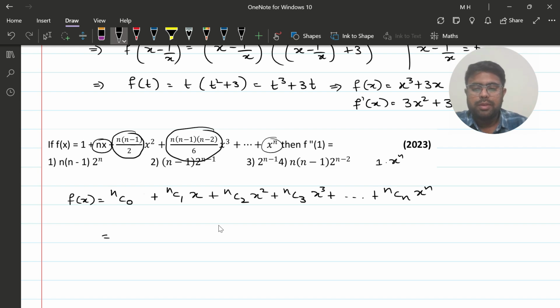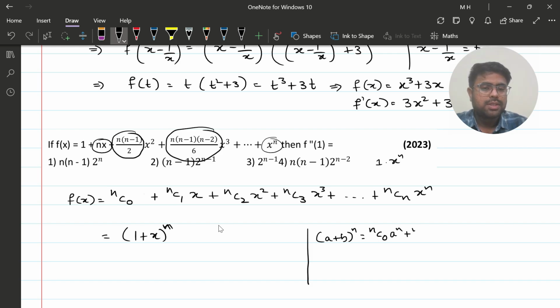So this is going to be, if you remember, the expansion of 1 plus x whole raised to n. What is the expansion of a plus b whole raised to n? It is going to be by the binomial theorem. While revising the binomial theorem, we will again do it, but still here it is going to be nc0 a raised to n plus nc1 a raised to n minus 1 b raised to 1 plus so on up to ncn b raised to n, right?